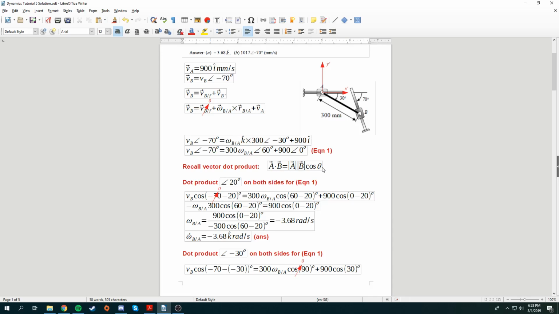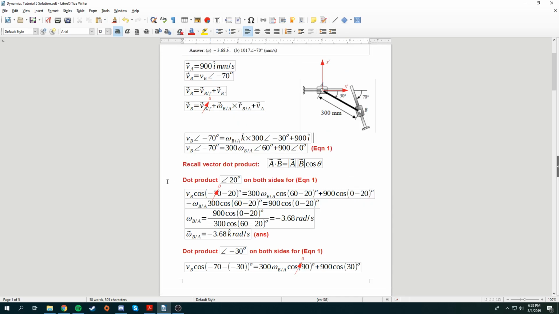If you don't understand what I'm trying to say, never mind, it's okay, because I'll be doing some example, then you'll start to understand. Okay, if you don't understand, never mind, just listen first. Now, for this question, I will do a dot product of unit vector in a 20 degree direction, okay, for both sides. So over here, why 20 degree? Because I know that velocity of B is a vector in a negative 70 degree direction.